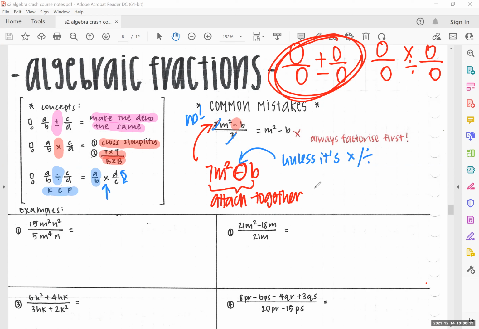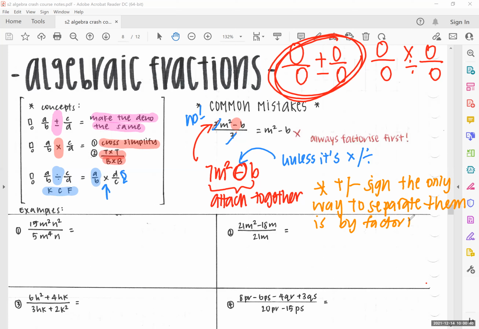Okay, I repeat again. When it's a plus or minus sign, the only way to separate them out is by factorizing first. So super important. This is a very common mistake made by students. I'll give you some time to copy before I move on.